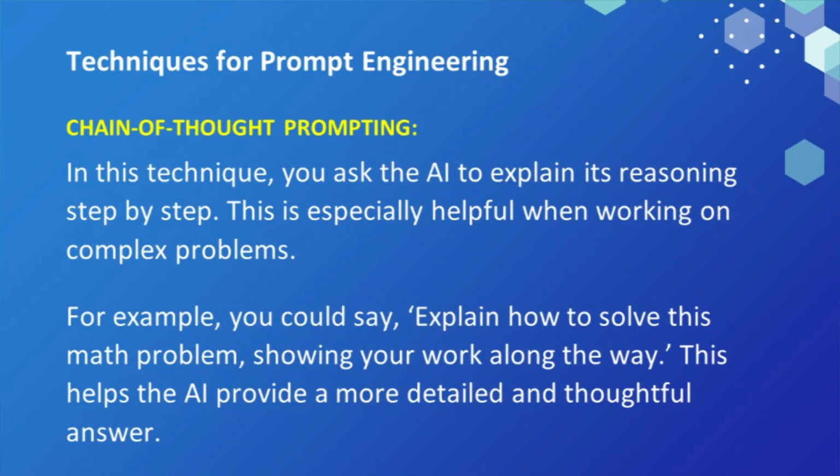Then we come to chain of thought prompting. In this technique, you ask the AI to explain its reasoning step by step. This is especially helpful when working on complex problems. For example, you could say, explain how to solve this math problem, showing your work along the way. This helps the AI provide a more detailed and thoughtful answer.